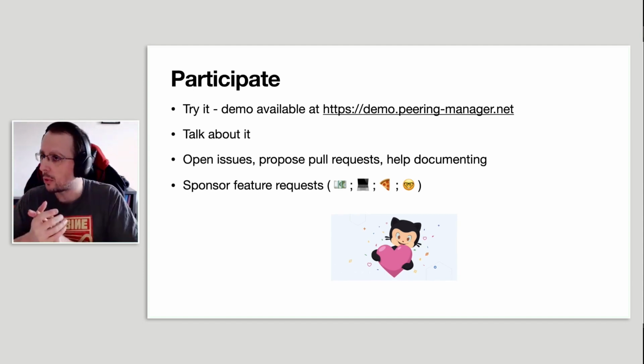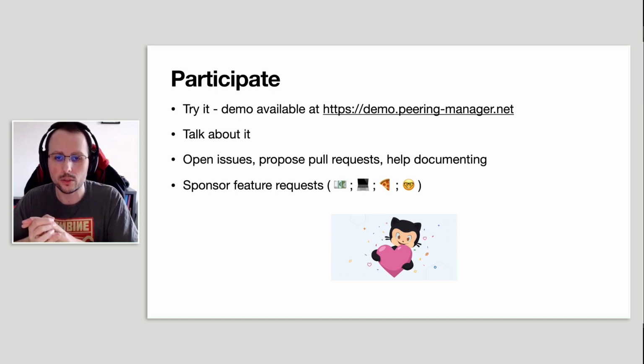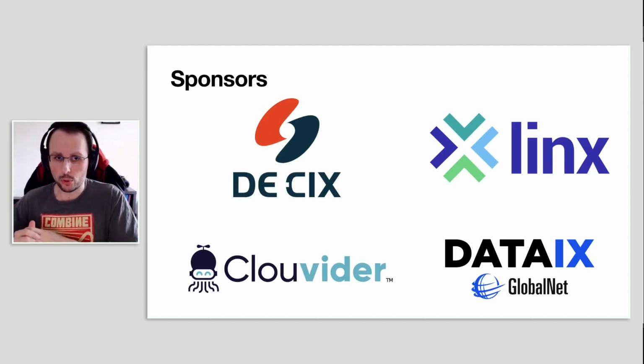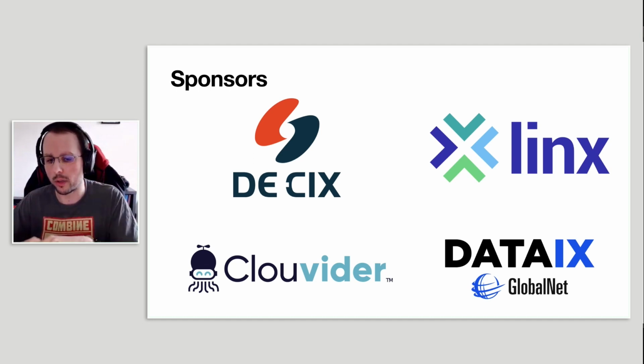You can participate in the development of Peering Manager because it's open source software, of course. There is a demo online that you can find by following the links. You can open issues, you can create pull requests, you can help documenting the software because not everything is always documented. We also accept feature requests, and you can also sponsor the software, which is a big help for open source in general. We have a few sponsors in Peering Manager, such as LINX, for instance, DKIX, DataX, and Crewvider as well.